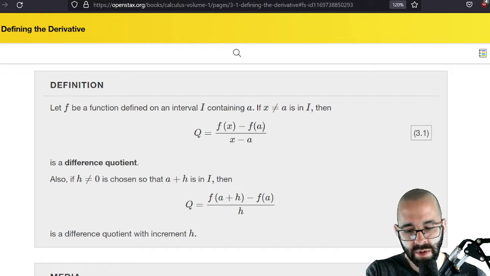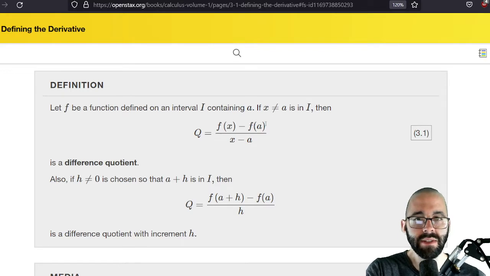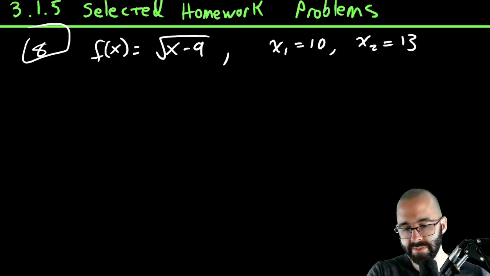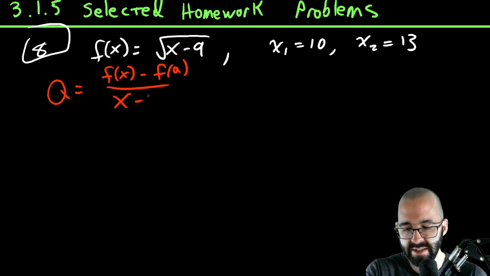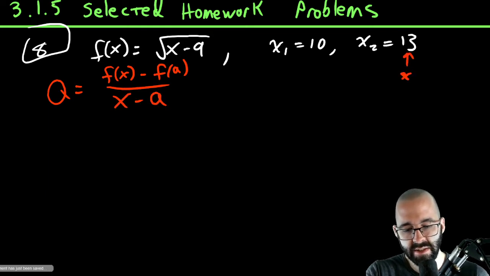x is going to be the second one, and a is going to be that first one. We always do second minus first, almost always. All right, so our formula is q equals f of x minus f of a, all over x minus a. That's that difference quotient formula. The bigger one is usually x, which goes first. Smaller one is going to be a.